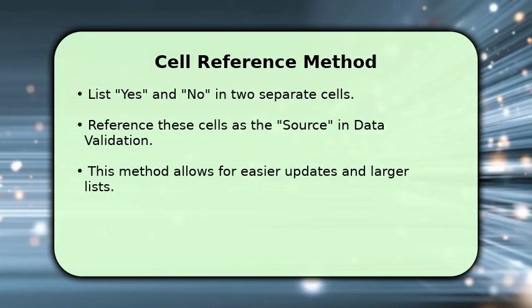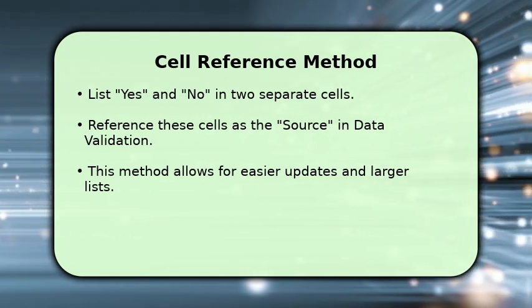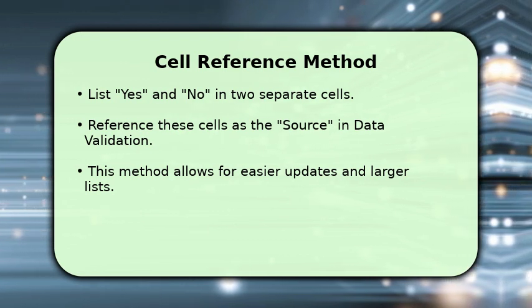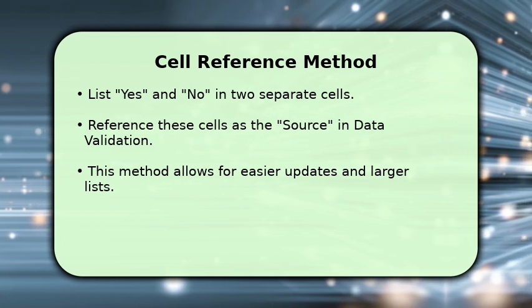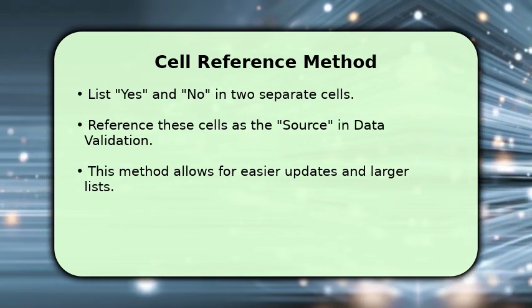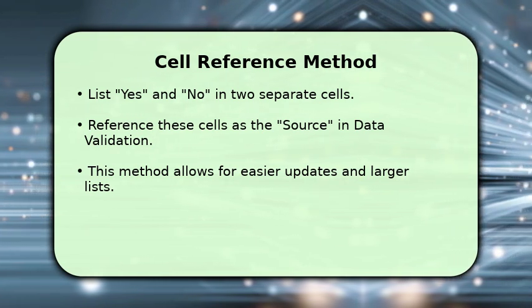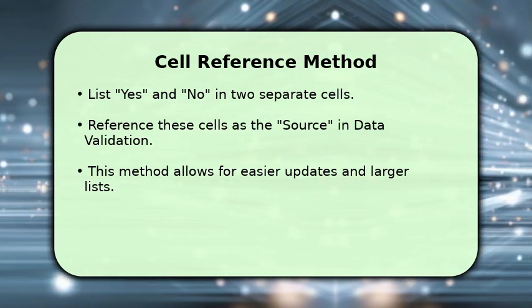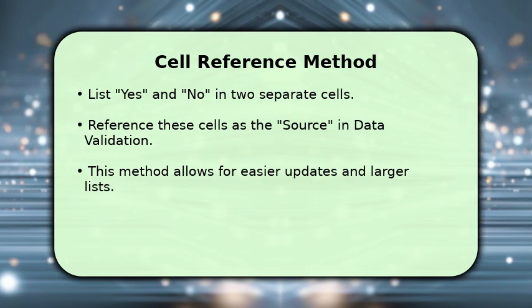The cell reference method offers more flexibility. First, type Yes into one cell, say A1, and No into another, like A2, on the same or a different sheet. Then, in the Data Validation dialog, select List, and for the source, click and drag to select cells A1 and A2. This approach is great if you might expand your options later or want to hide the source list.